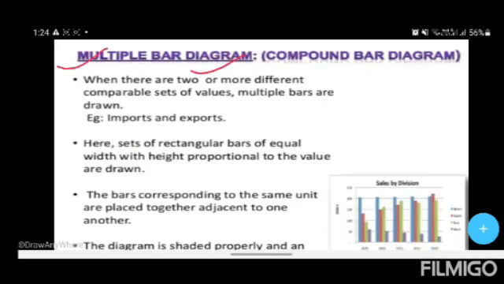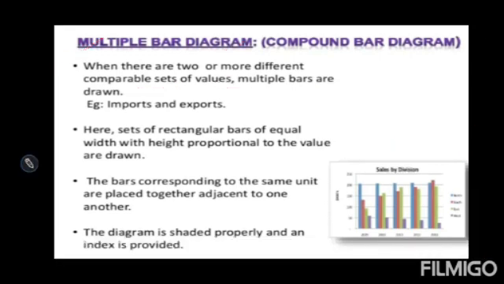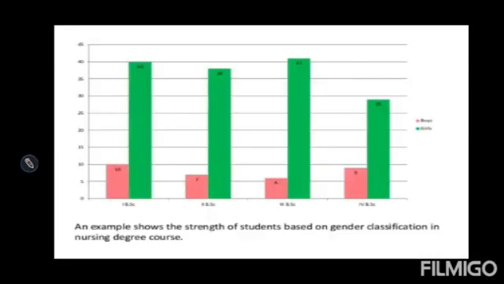Here, for two or more different comparable sets of values, multiple bars are drawn. For example, here we have different rectangular bars of equal width with the height proportional to the value are drawn. Here we have multiple bar diagrams. It shows the strength of student based on gender classification in nursing degree course. Green one stands for girls and pink stands for boys.